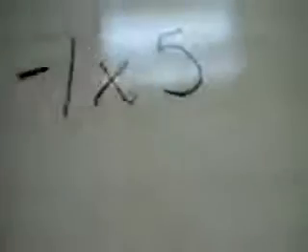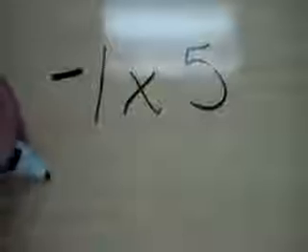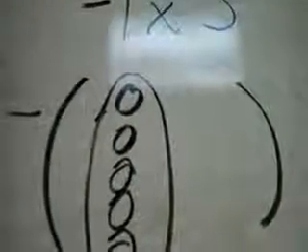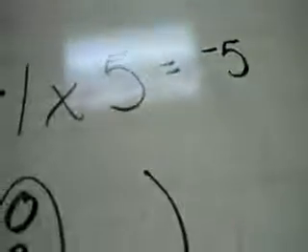Let's try another one. So maybe I've got -1 group of +5. So start thinking, what will that look like? So I know it's going to be the opposite of 1 group of +5. There's my +5, my 1 group of them, and the opposite of it. So +5 tiles, opposite of that would be -5 tiles.